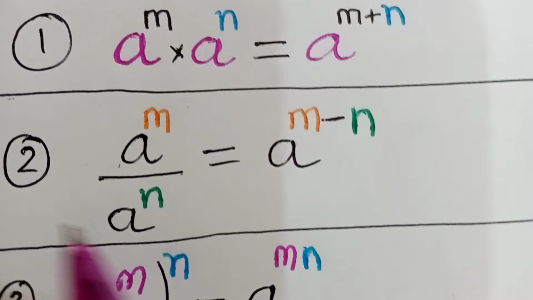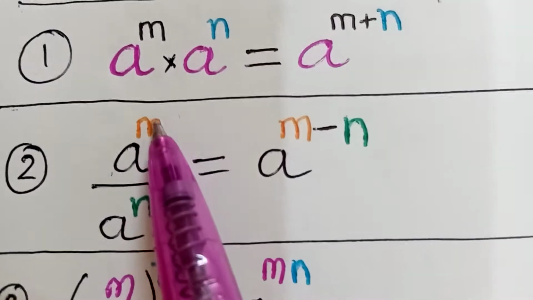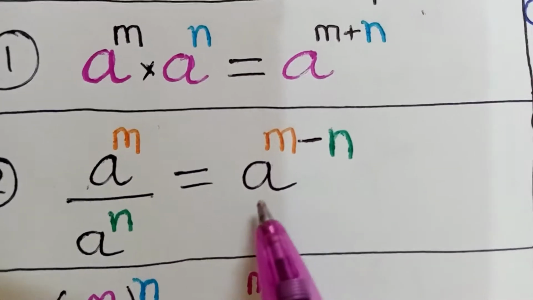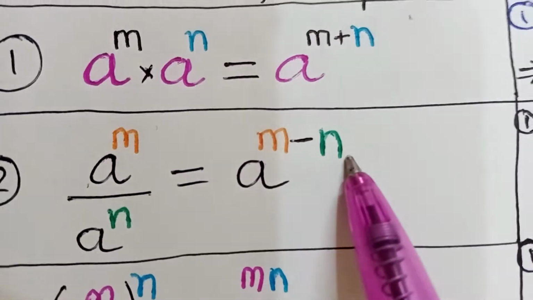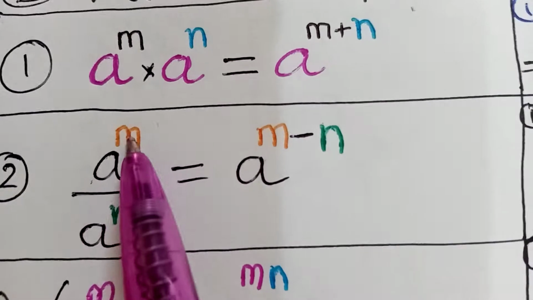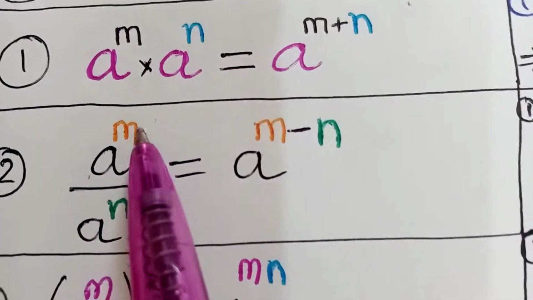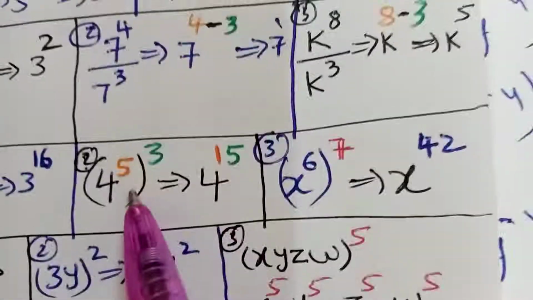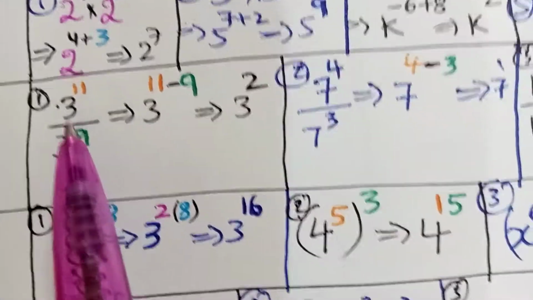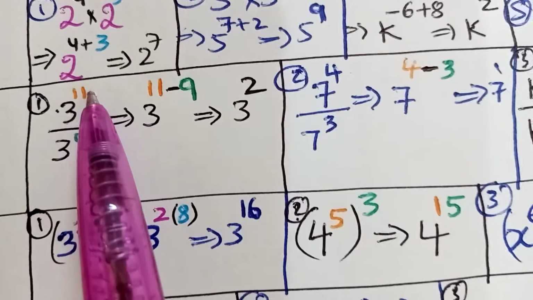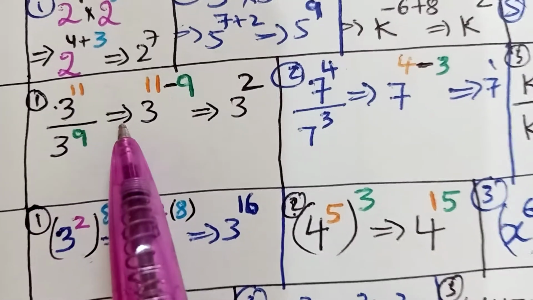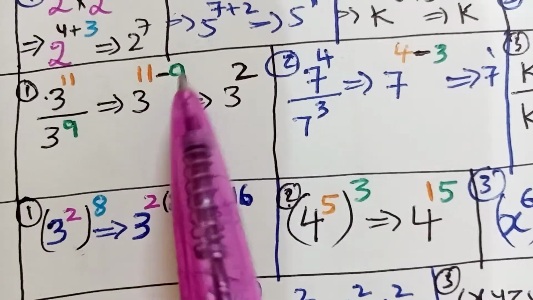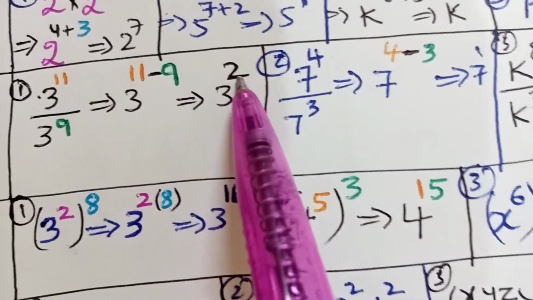Next, the second law: a to the power of m by a to the power of n is equal to a to the power of m minus n. So the bases are the same, and in division the powers should be subtracted, m minus n. See the examples. 3 power of 11 by 3 power of 9 is equal to 3 power of 11 minus 9. 11 minus 9, 2. So 3 power of 2.